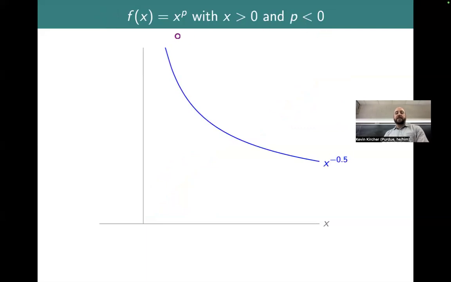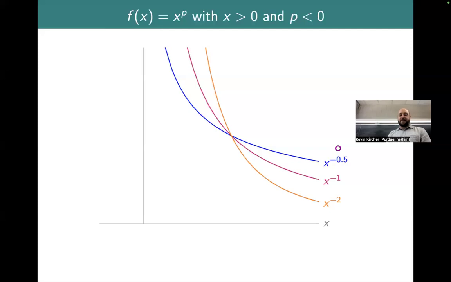Okay, another power example, restricting to strictly positive x this time, and taking the power to be negative. So this is sort of the 1 over x and functions that look kind of like that. So here's 1 over square root of x, 1 over x, and so on. So curvature, convex, yes, and monotonicity is what? Non-increasing.